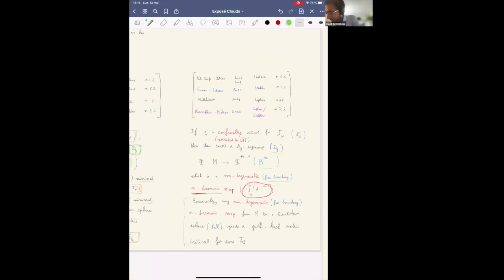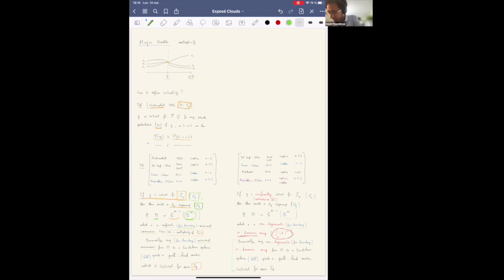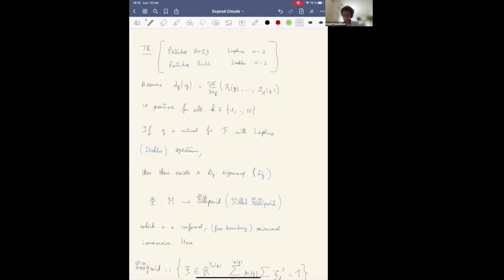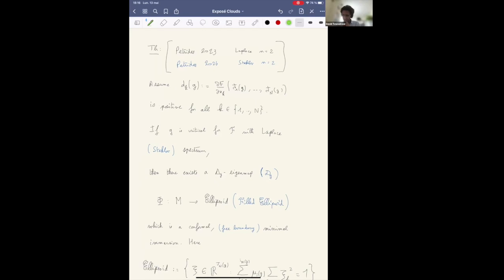And now I'd like to give you another result, which is due to Romain, and which really deals with combinations of eigenvalues. So not just one single eigenvalue, but combinations of eigenvalues.